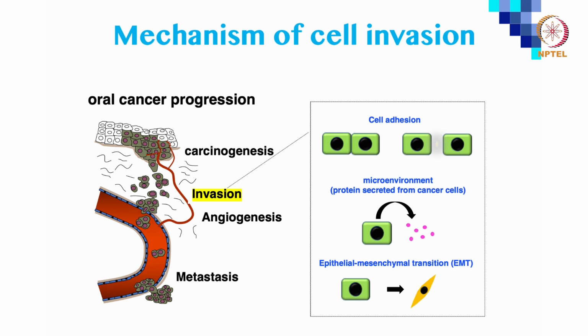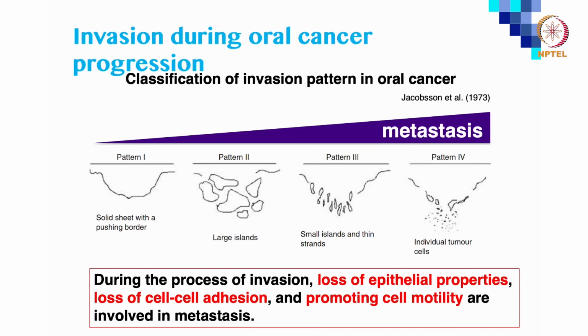Loss of cell adhesion, the tumor microenvironment, and Epithelial-Mesenchymal Transition (EMT) are involved in promoting invasion. The slide shows the classification of invasion patterns in oral cancer by Jacobson et al. in 1973. This classification is widely used for predicting oral cancer metastasis.